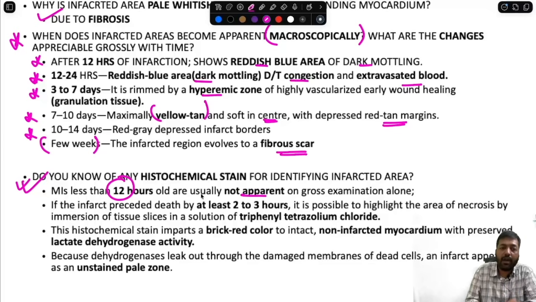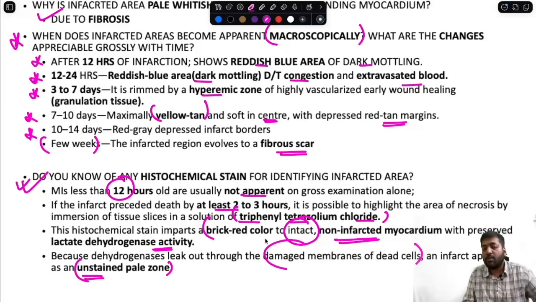So if the infarct preceded death by at least 2 to 3 hours, it is possible to highlight the area of necrosis by immersion of tissue slices in a solution of triphenyl tetrazolium chloride. This histochemical stain imparts a brick red color to intact non-infarcted myocardium with preserved lactate dehydrogenase activity, because dehydrogenase leaks out through the damaged membranes of the dead cells, and the infarct appears as an unstained pale zone.